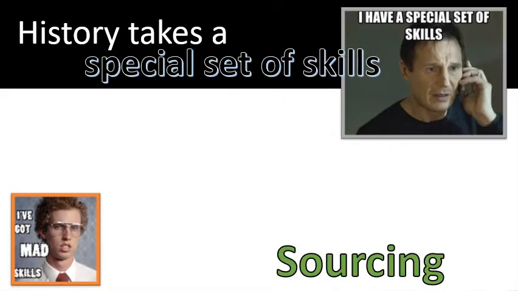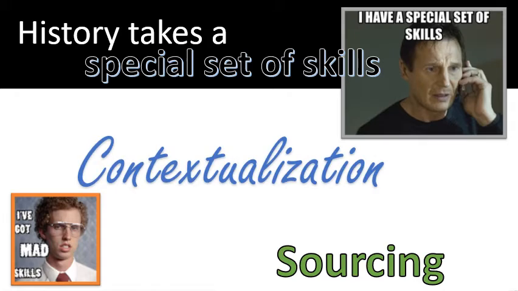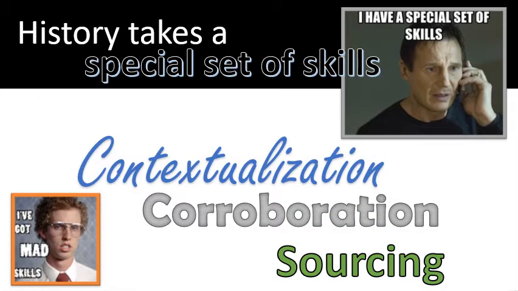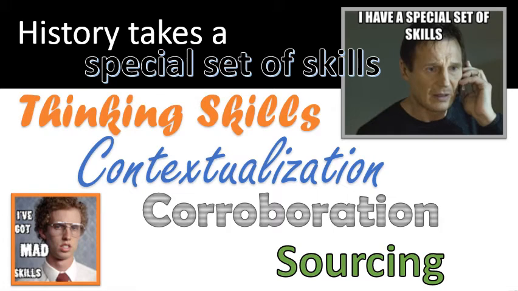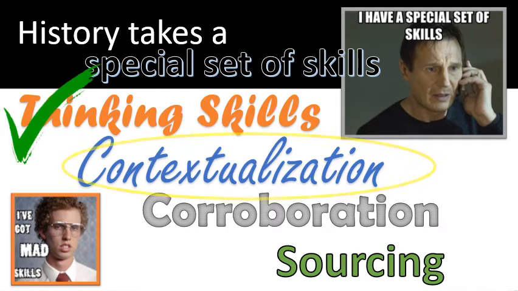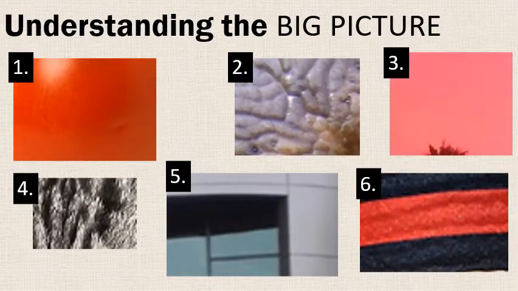So again, in history, you have a special set of skills. You have to be able to source documents or historical sources and be able to question them and come to conclusions about them. Contextualization is a big one, then corroborating sources, and then those thinking skills we talked about last time. Today we're going to really focus on contextualization, looking at how to establish historical context.